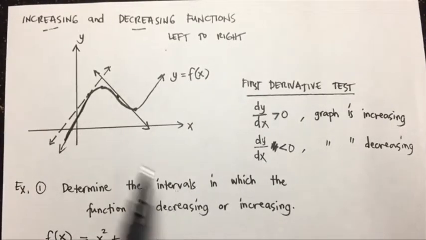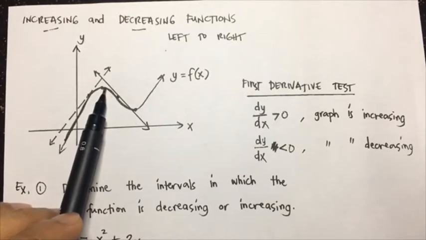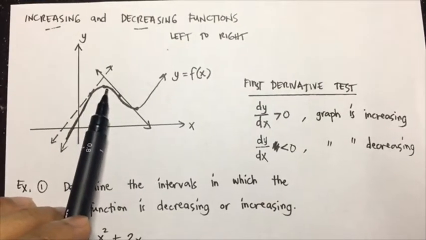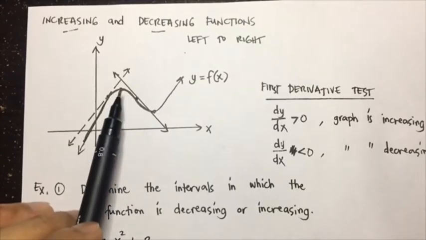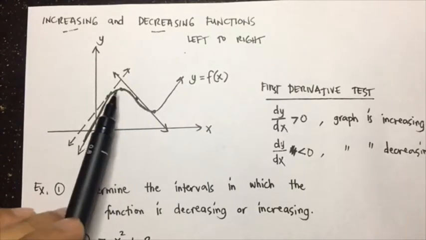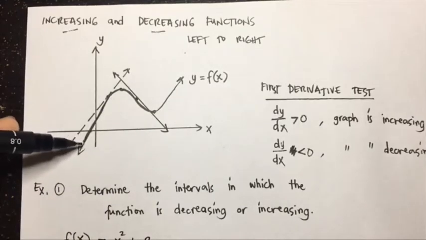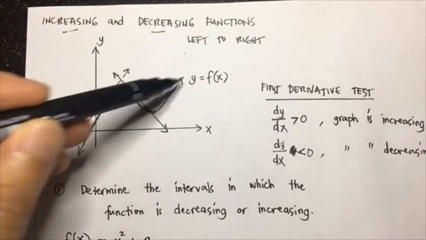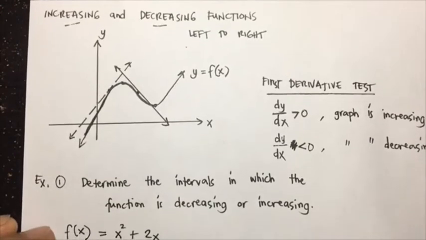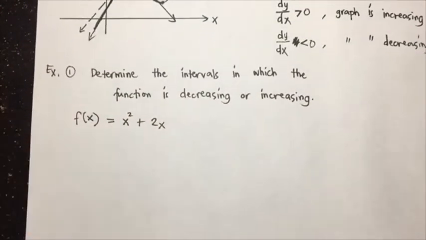Again, our first goal is to determine the critical points, because the critical points will divide the intervals, in terms of decreasing, increasing, decreasing, and then increasing. So we must first identify those critical points. Say for example, determine the intervals in which the function is decreasing or increasing. We have here a very simple function, f of x is equal to x squared plus 2x.